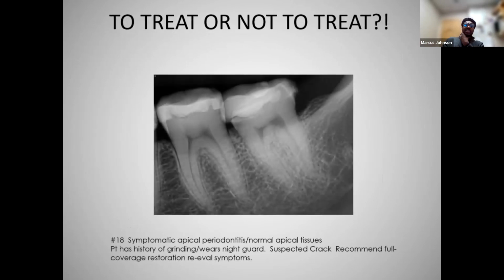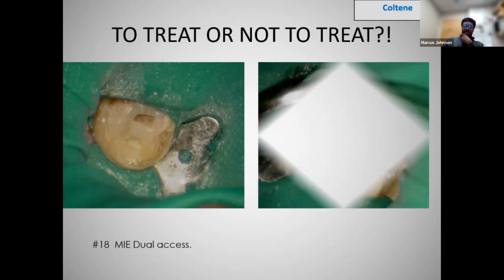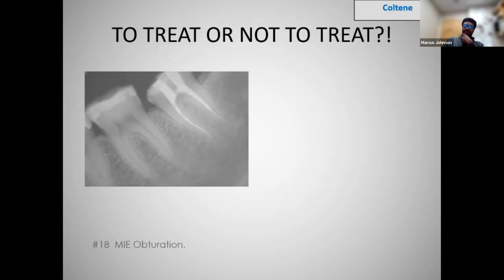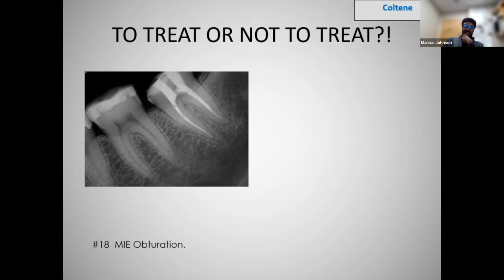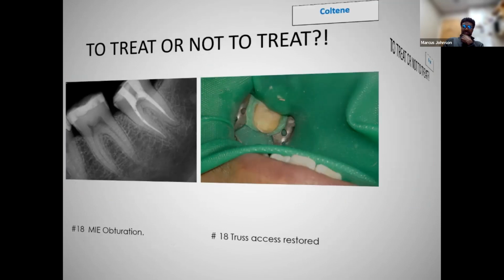SIP-SAP. Number 30, suspected crack. So obviously we're going to still recommend crown after. Dual access. Completed that case. Minimally invasive obturation. Restore under isolation. The truss access.